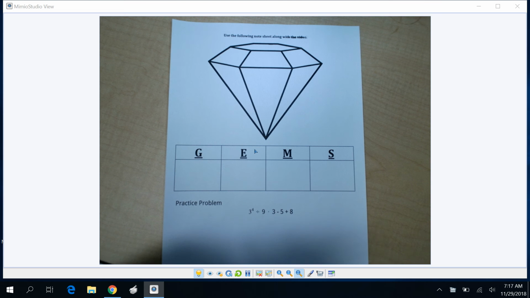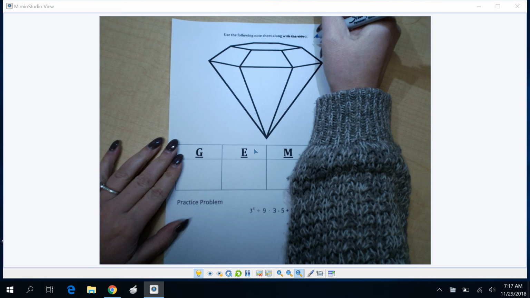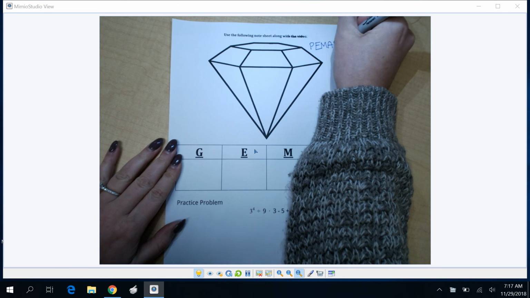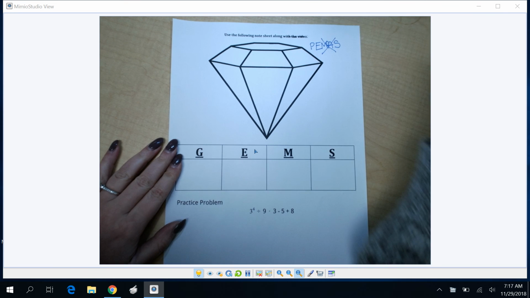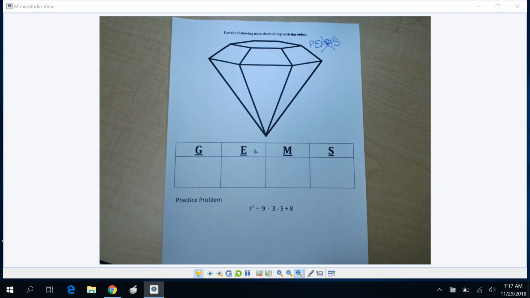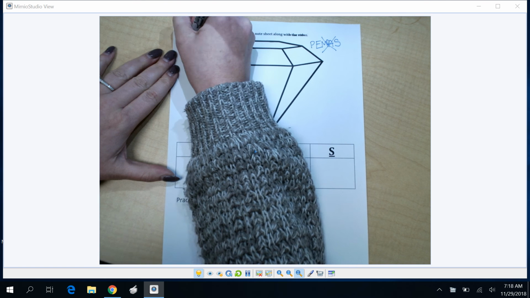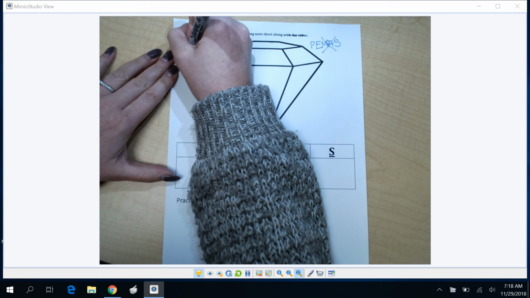So today I'm going to talk to you about GEMS. You've seen this before, and you've seen this as PEMDAS. So we're actually not going to use the acronym PEMDAS anymore because there's actually more grouping symbols than just parentheses. So that's why we're going to refer to this as GEMS. When we talk about GEMS, we're talking about order of operations.